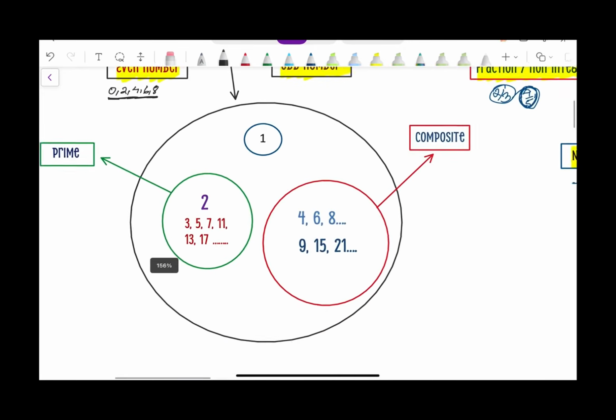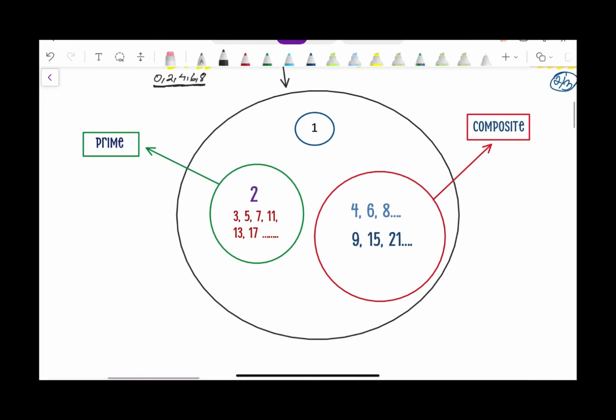Again, numbers can be divided into these forms. Numbers can be divided into prime numbers and composite numbers. There is only one number which is prime as well as even, which is 2. 2 is the only number which is prime as well as even. Okay. Now, when we talk about prime numbers, the simple definition is which has only two factors.